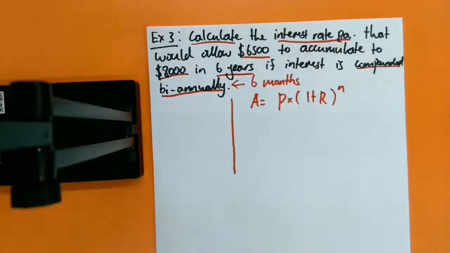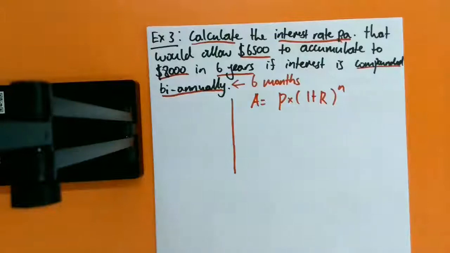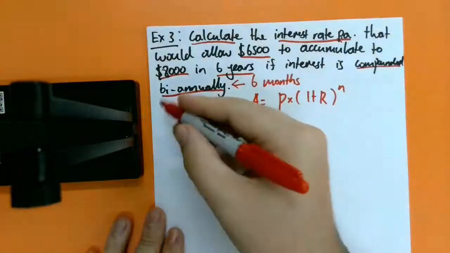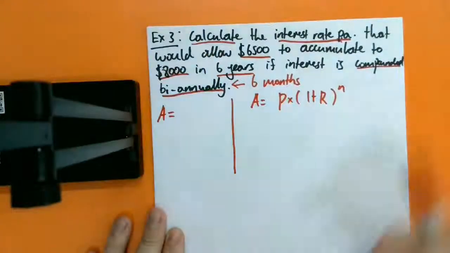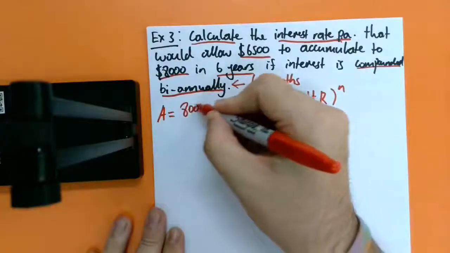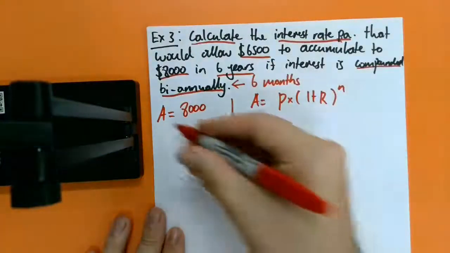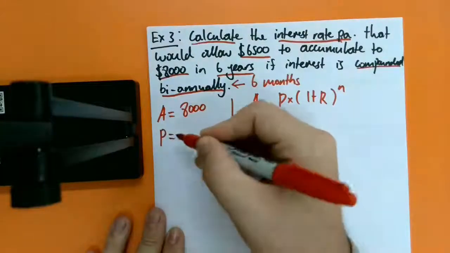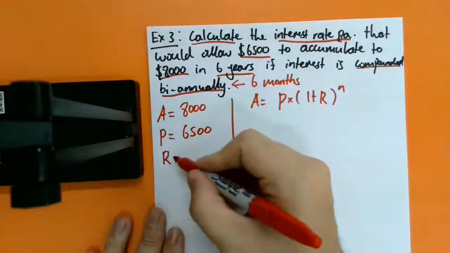Okay, so over on the left-hand side here, what we're going to be doing is finding all of our values. Okay, so if we go through the question, we know our final amount is $8,000. That's what everything is accumulating to with interest. It is growing. So it is $8,000. Okay, for this question, our principal amount, the amount that we start off with, is $6,500. We don't know the value of R.